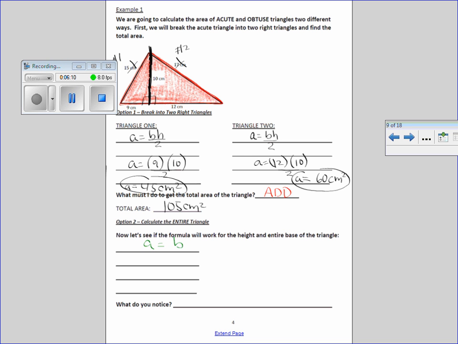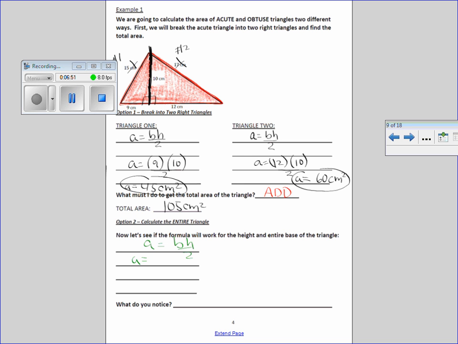A equals base times height divided by 2. Now here's where Mrs. Singleton's shading is very important, because I want you to look at the whole shape. Tell us, raise your hand this time though, what is the base of the entire triangle? I see a lot of hands, which is good. Tyler, what do you say? How are you getting 21?